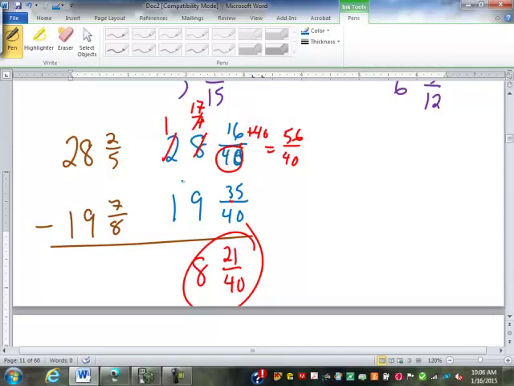Well, I had a 7 minus 9, which you can't do, so I had to borrow from the 2 to make it a 1 and a 17. So 17 minus 9 is 8. 1 minus 1 is nothing, so I didn't need to do anything there.